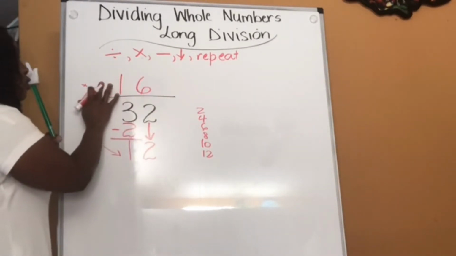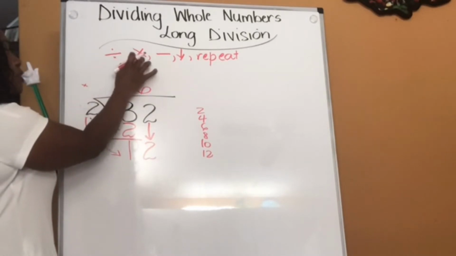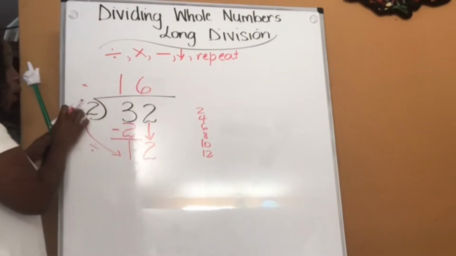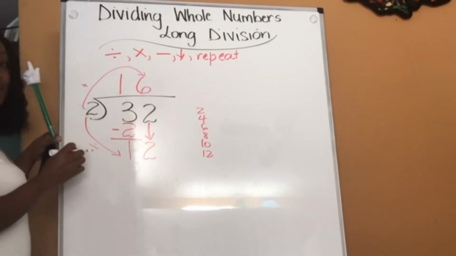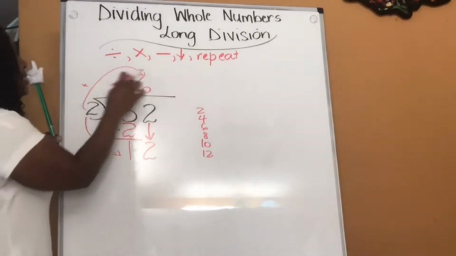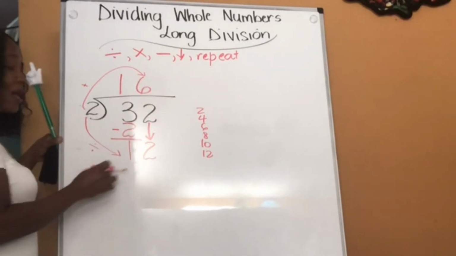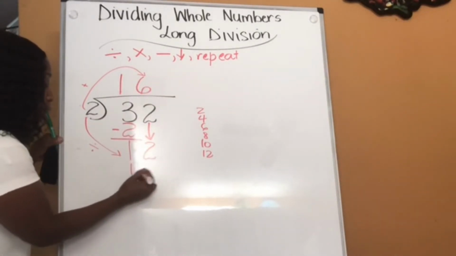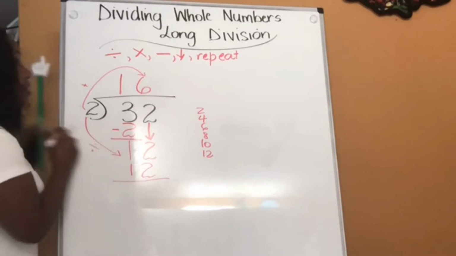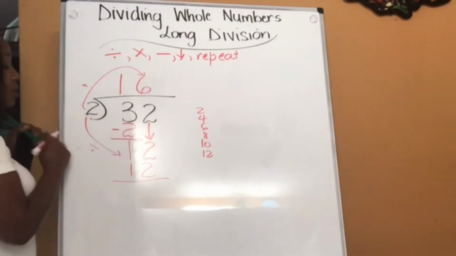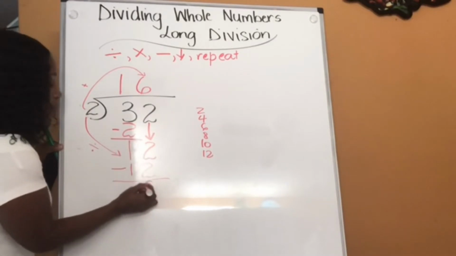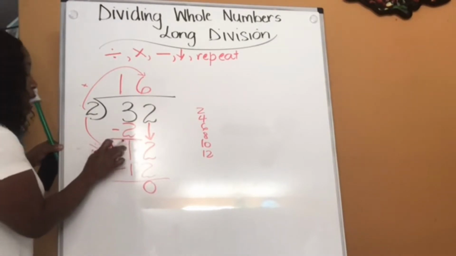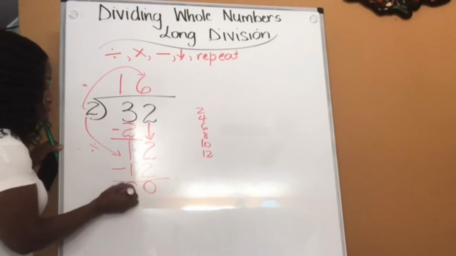Then you just divided, so now you're going to multiply. So it's always your divisor times the number that you just wrote up top. So it's 2 times 6, and that is 12, and it always comes down to the bottom. So you put it down here. The next step is to subtract. So I have 2, I give away 2, I'm left with a 0. I have 1, I give away 1, I'm left with a 0.